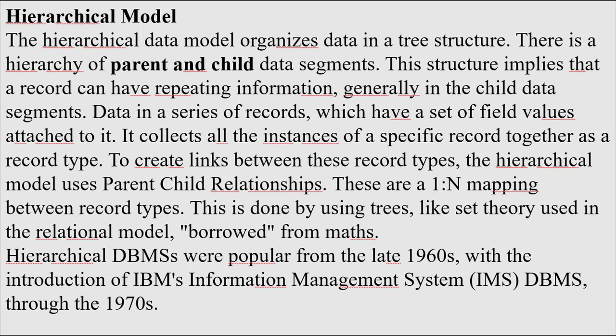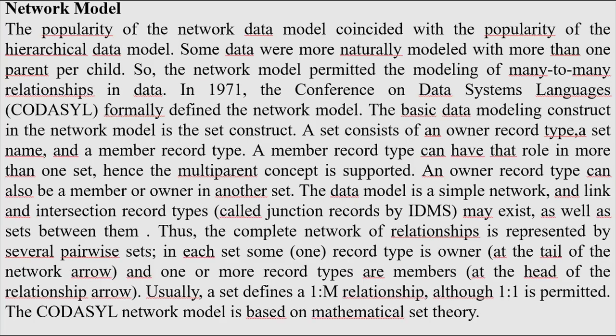It collects all the instances of the specific record together as a record type. To create links between these record types, the hierarchical model uses parent-child relationships. These are one-to-many mappings between record types. This is done by using trees, like set theory used in the relational model, borrowed from math. Hierarchical DBMS were popular from the late 1960s with the introduction of IBM's Information Management System DBMS through the 1970s.